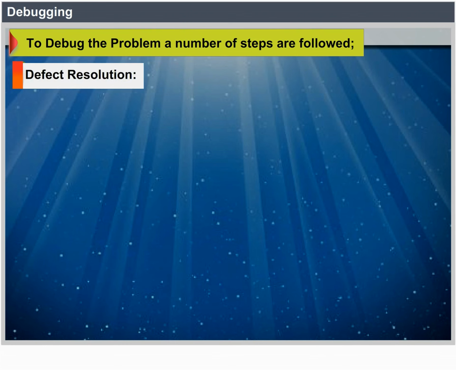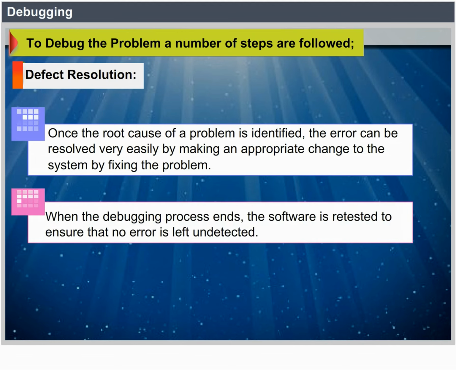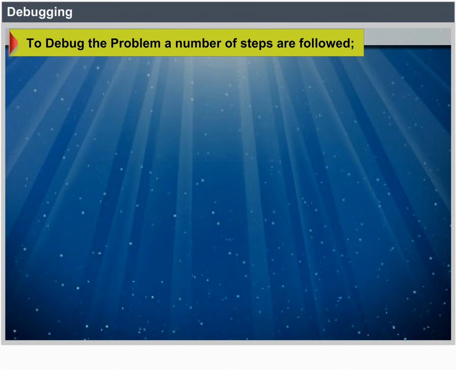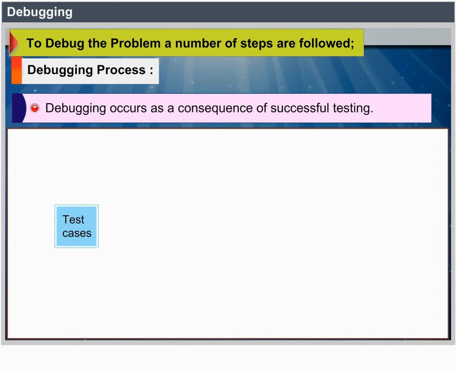Defect resolution. Once the root cause of a problem is identified, the error can be resolved by making an appropriate change to the system by fixing the problem. When the debugging process ends, the software is retested to ensure that no errors are left undetected. Moreover, it checks that no new errors are introduced in the software while making some changes to it during the debugging process.